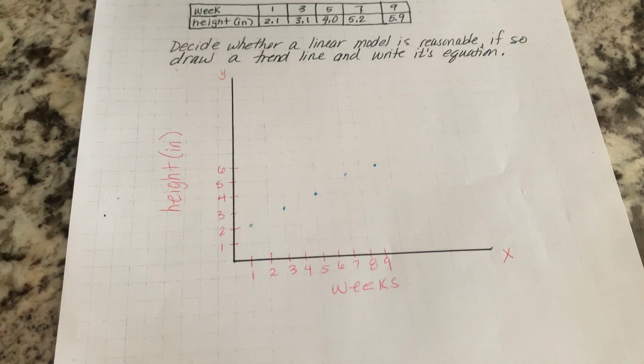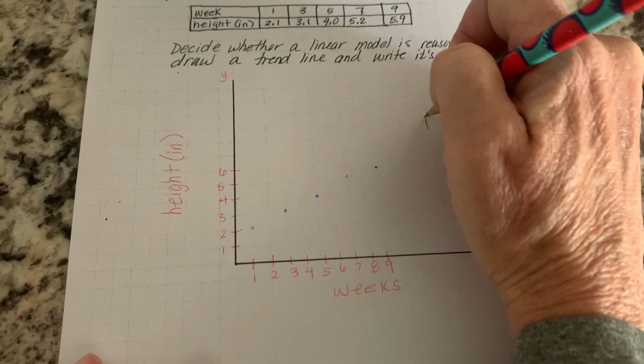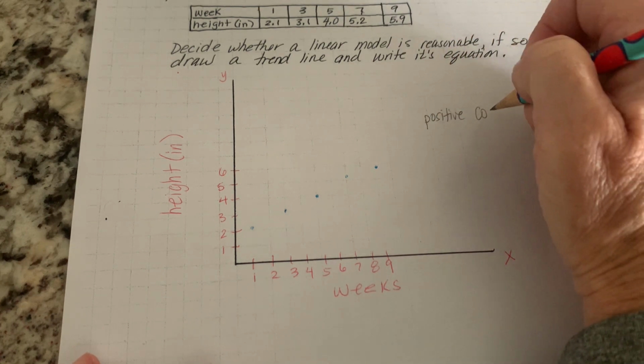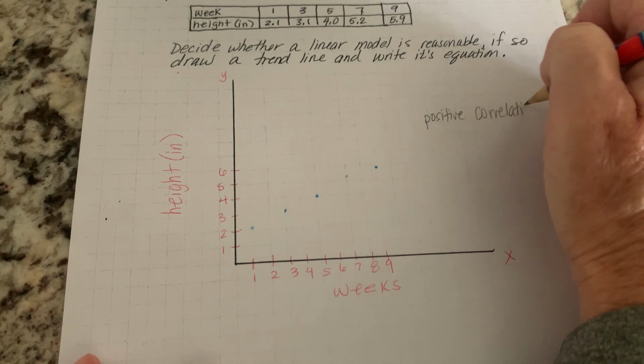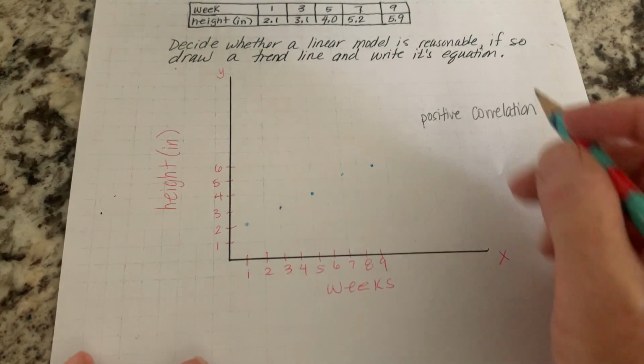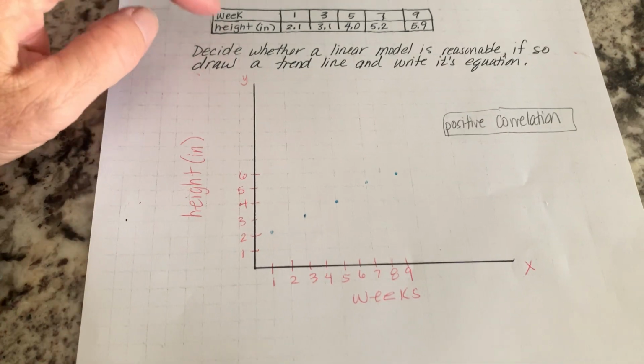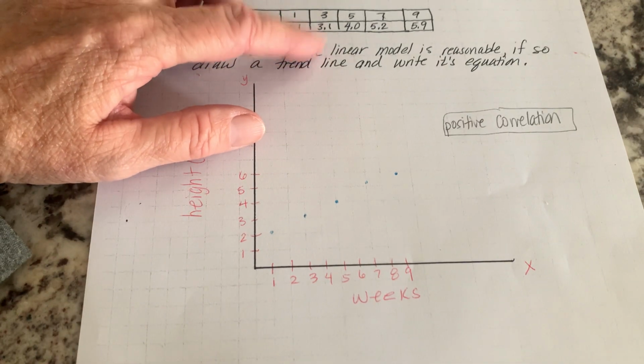In fact, it looks like a positive correlation. I'm going to write that out here, positive correlation. Okay. And it does look like a reasonable model would be a linear model.